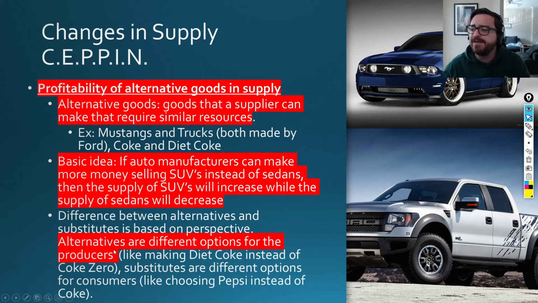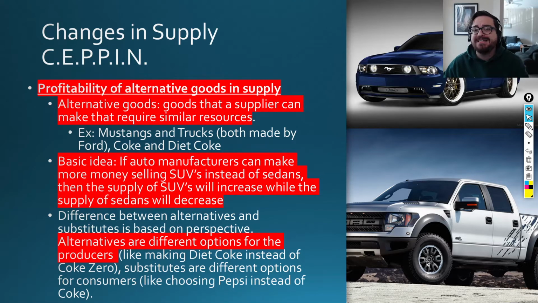An alternative is a different option for the producer, meaning it has to be made by the same company. That's why I'm saying Mustangs and F-150s, because those are both made by Ford. I'm not saying Mustangs and Teslas. Those are made by different companies. Mustangs and Teslas could be substitutes for consumers, but they're not alternatives for producers because they're not made by the same company. Coke and Diet Coke are alternatives. Coke and Pepsi are substitutes.